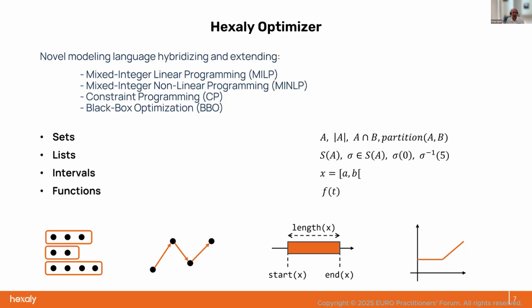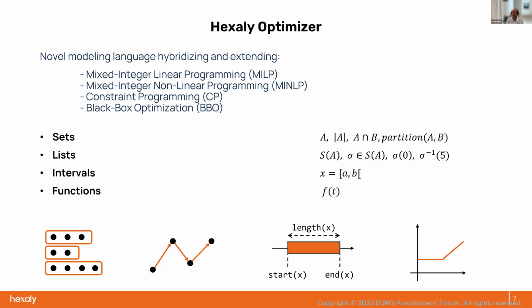I will detail a bit what it is, and I will give an example of what is a set variable, what is a list variable. List is a term we use for permutation inside Hexaly.